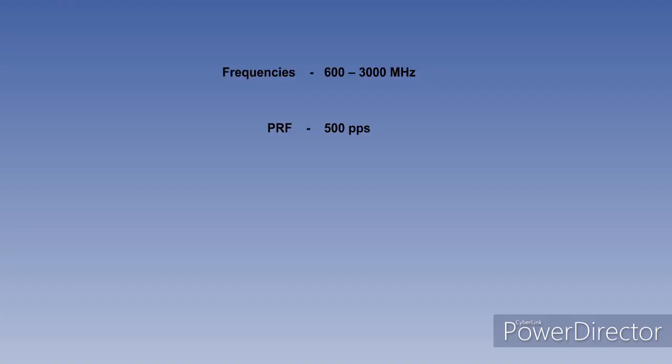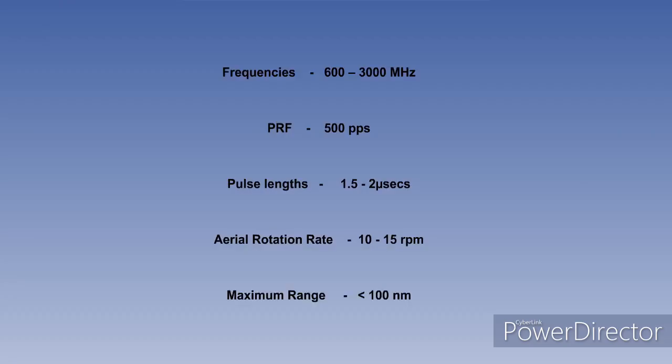PRFs are usually around 500 pulses per second. Pulse lengths are between 1.5 and 2 microseconds. Aerial rotation rates are 10 to 15 revolutions a minute. These characteristics give them a maximum range of up to 100 nautical miles.